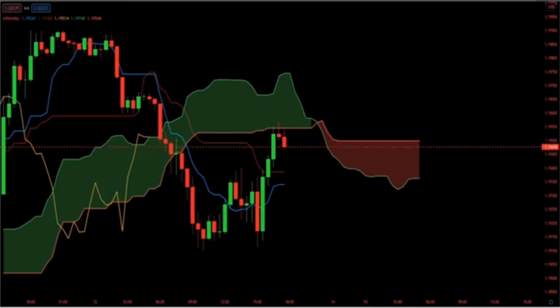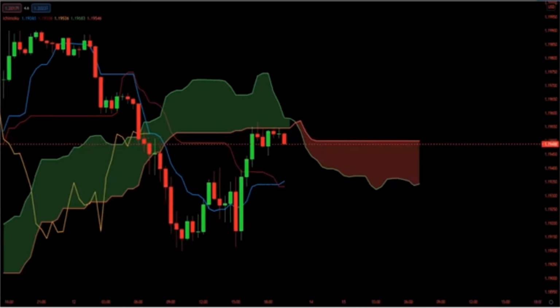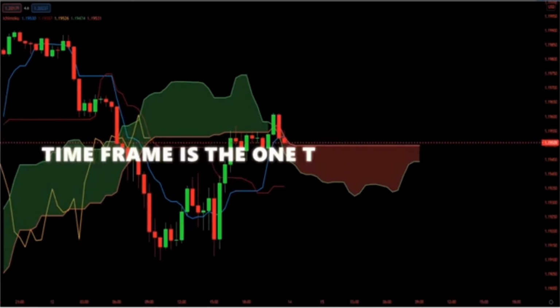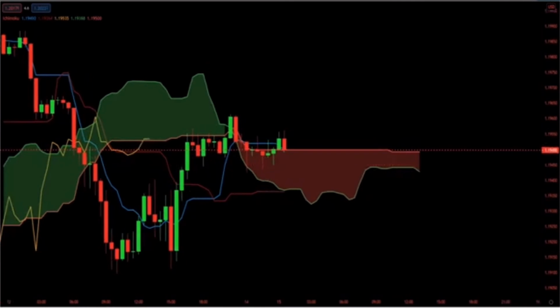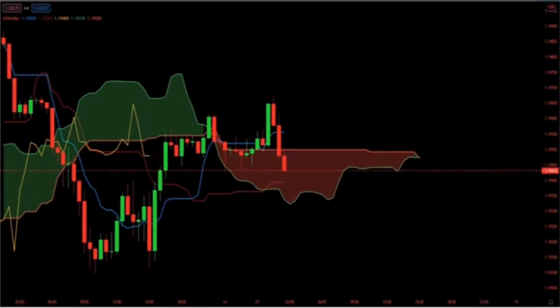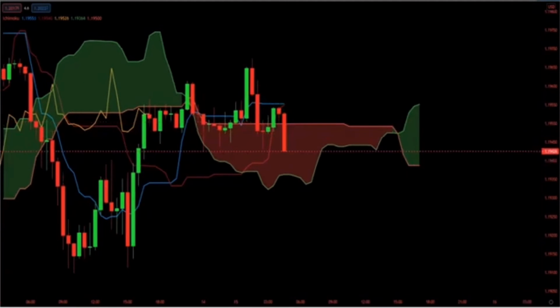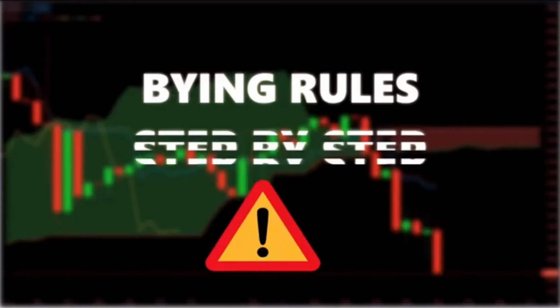Here is how to identify the right swing to boost your profit. The best Ichimoku cloud time frame is the one that fits you best, as we don't have a preferred time frame. So here we go, Ichimoku cloud trading, step by step.